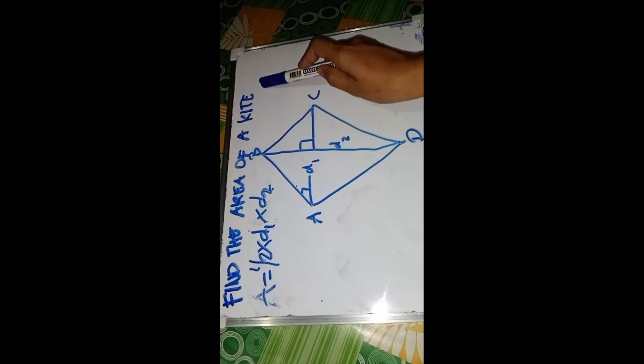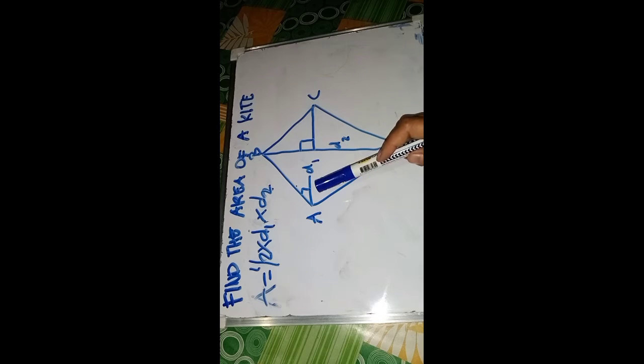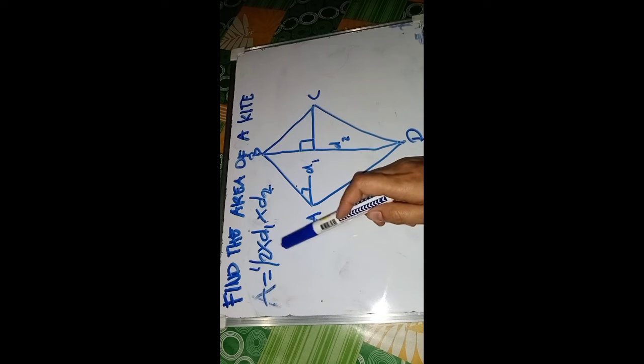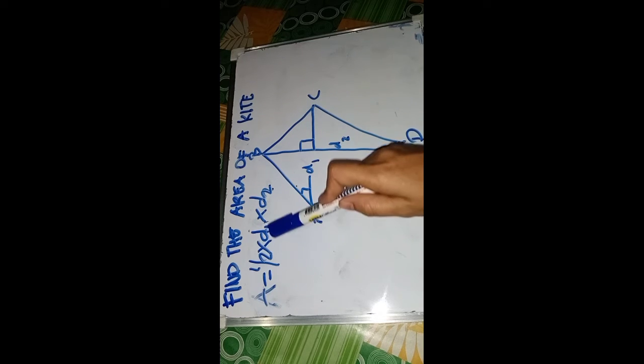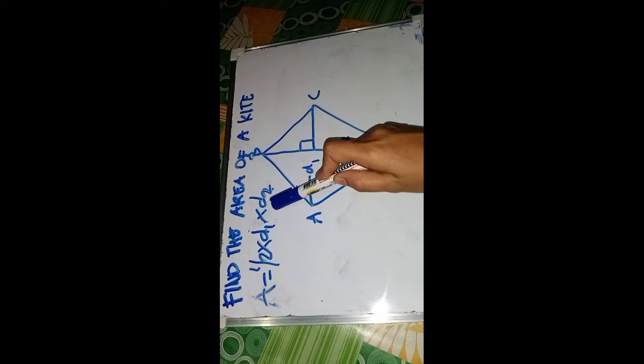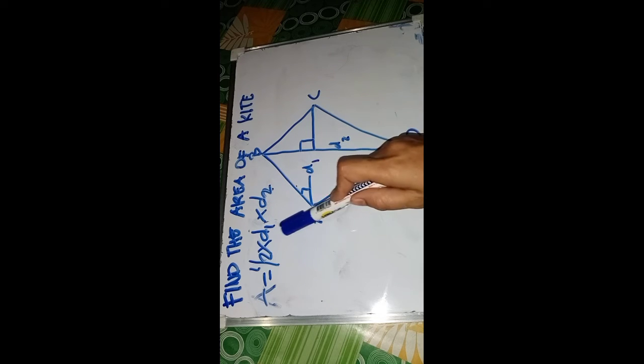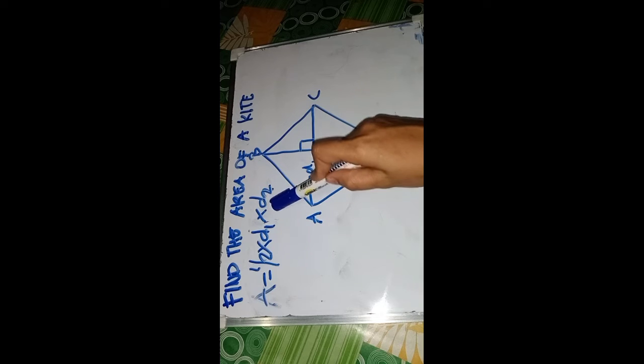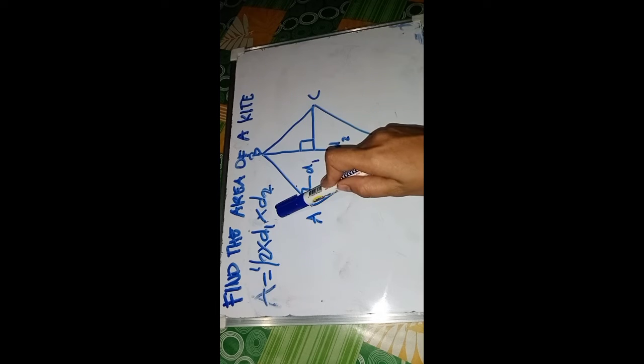Find the area of a kite. The area of a kite can be defined as the amount of space enclosed by a kite in a two-dimensional plane. The area of a kite is half the product of the lengths of its diagonals. The formula to determine the area of a kite equals 1/2 times diagonal 1 times diagonal 2. Here, diagonal 1 and diagonal 2 are the long and short diagonals of a kite.